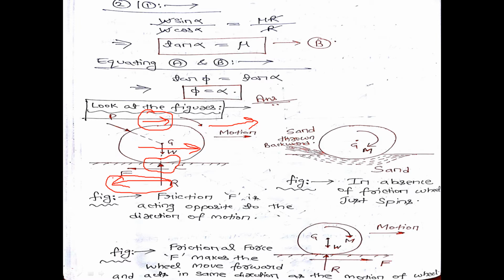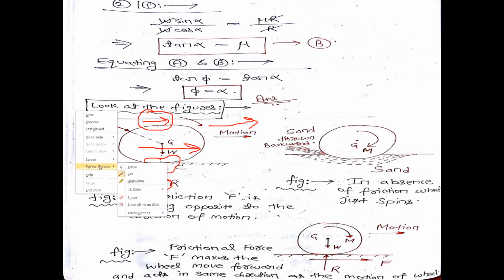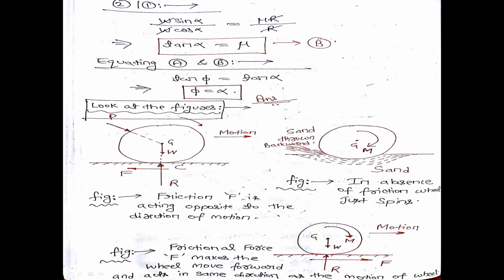Okay, any doubt? क्या कोई डाउट है इस फिगर में? No, sir. Okay, if I consider the third figure, थर्ड फिगर में लॉ ऑफ फ्रिक्शन वैलिड नहीं होगा. देखो कैसे नहीं होगा. Let us consider the third figure. That means I am talking about this figure.